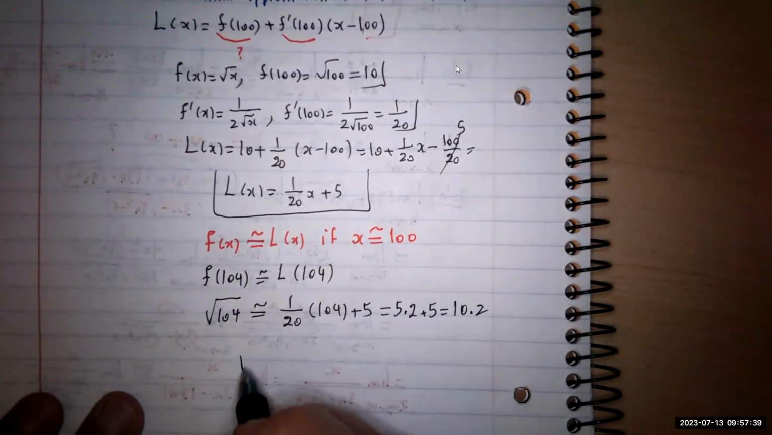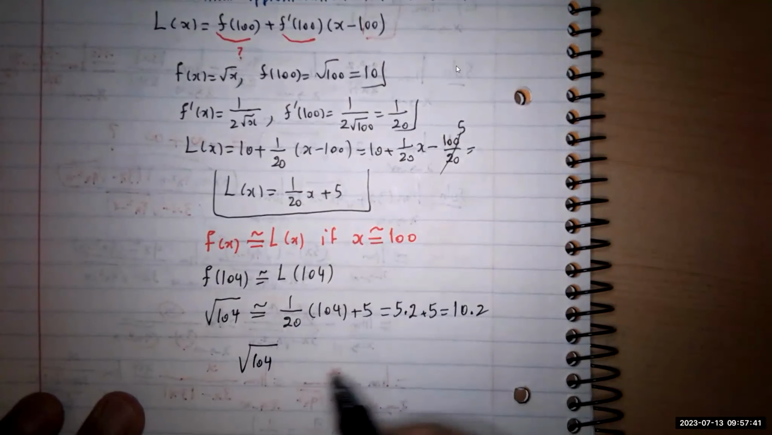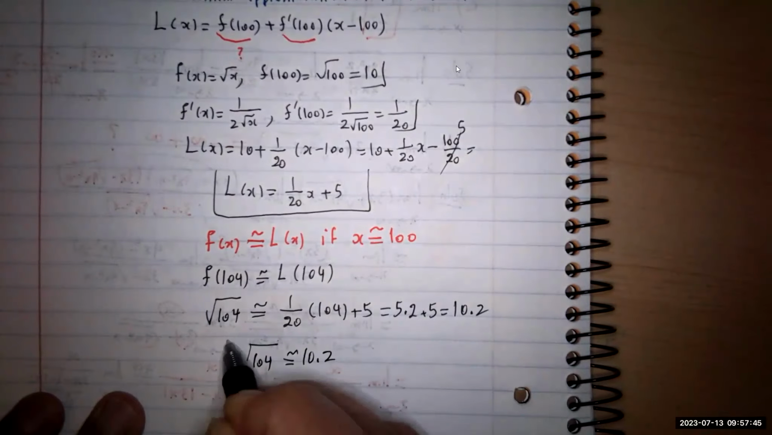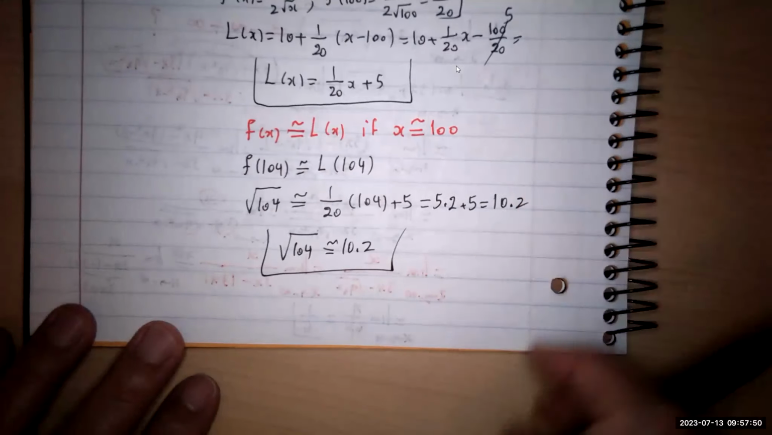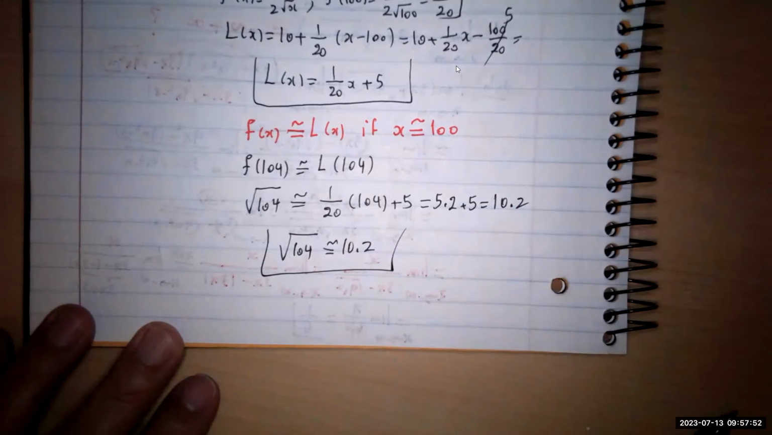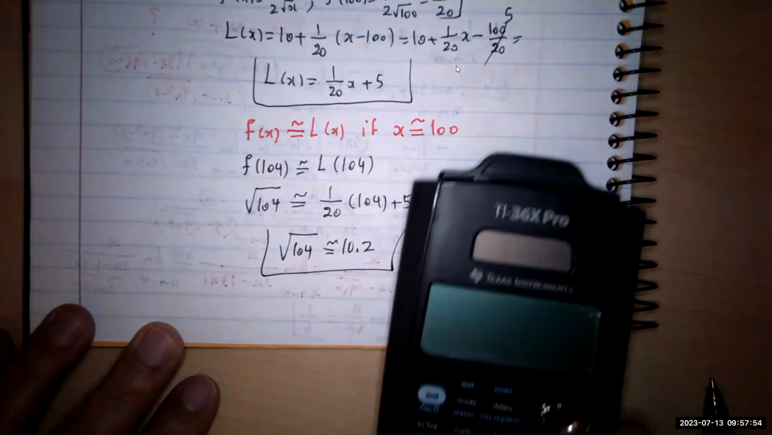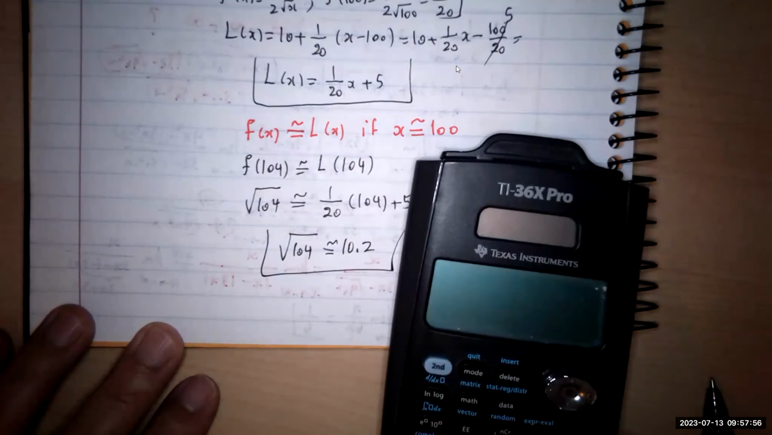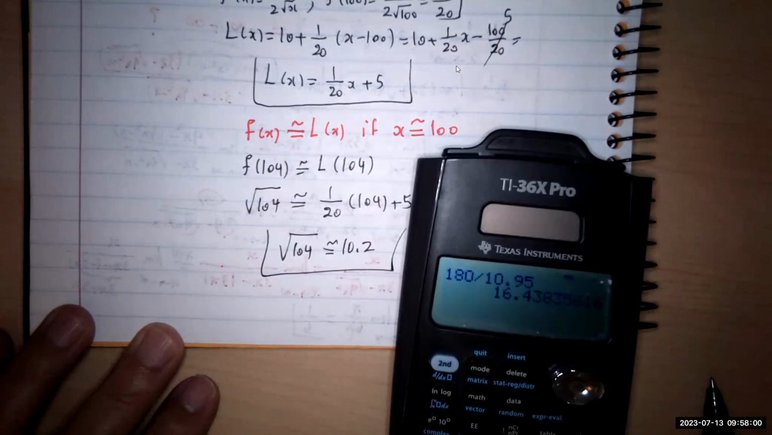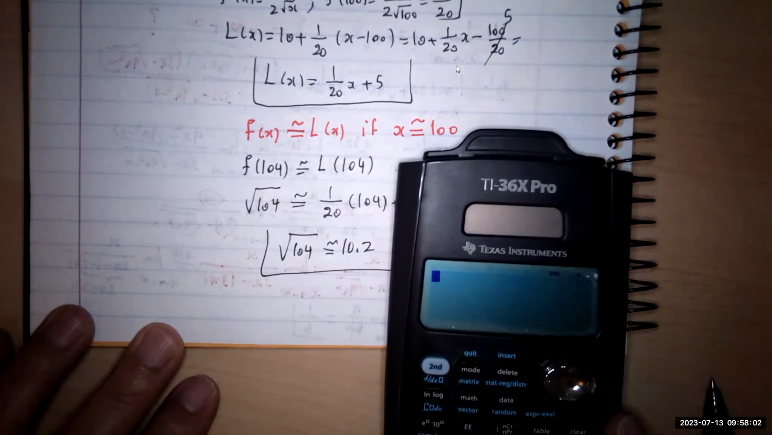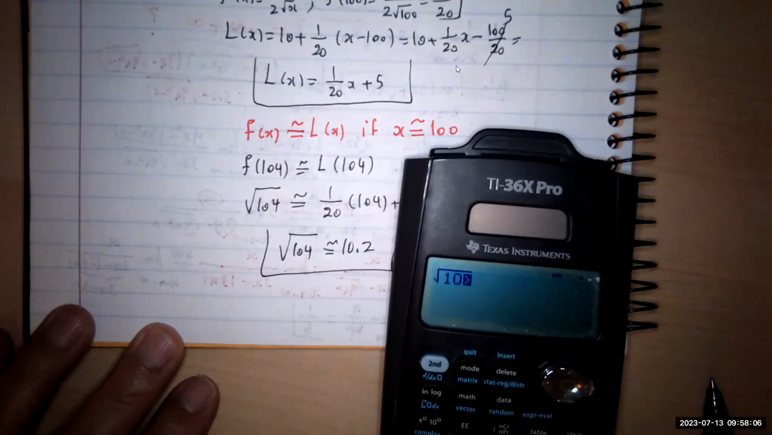So the square root of 104 must be approximately 10.2. But you have to confirm it. Okay, confirm it by your calculator on the test. So you bring your calculator and you just do it and just write it down for us. Okay, so this is it, the square root of 104.